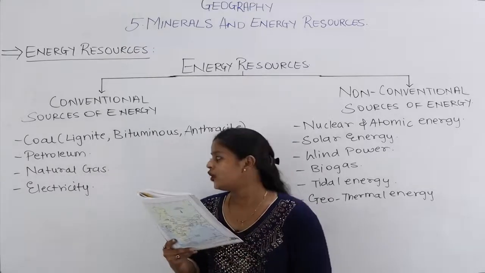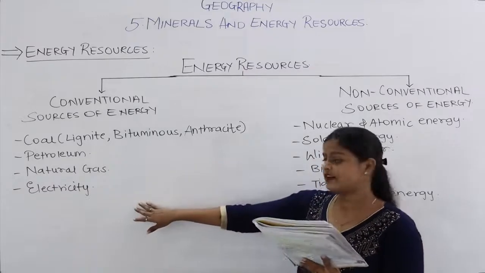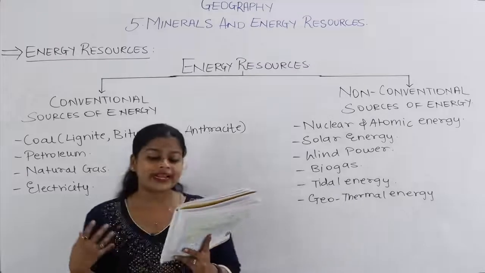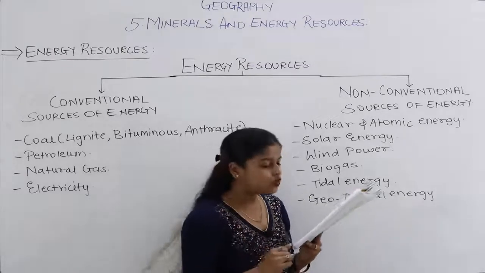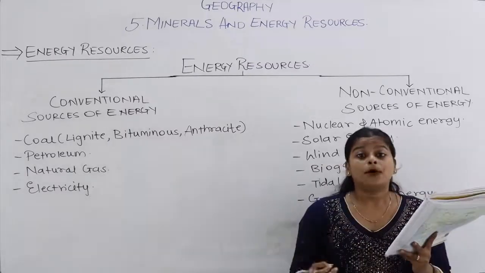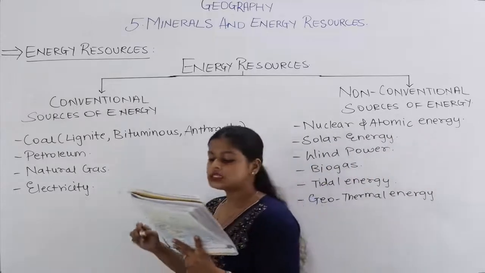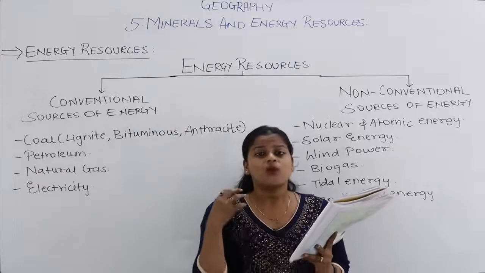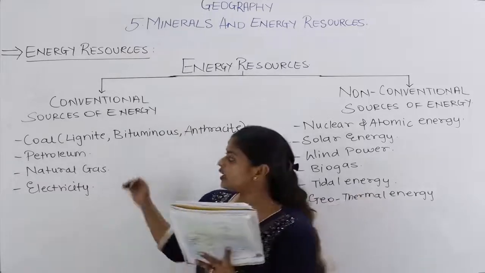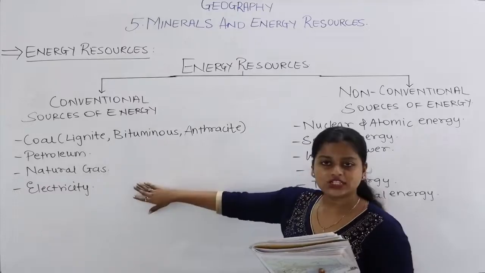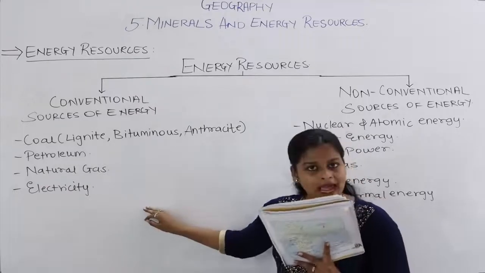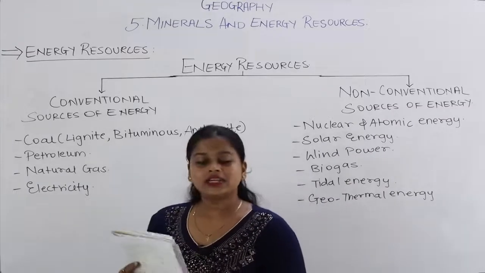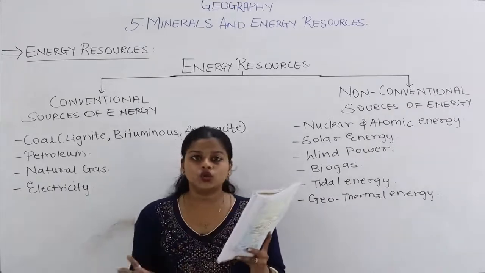Next, moving on to the last conventional source of energy, that is electricity. Now electricity has a very wide range of application in today's world. Its per capita consumption is considered the index of development. Electricity is very important for us. These are all lined up in a proper manner so that we understand the importance of each one. Now, electricity is mainly generated in two ways.